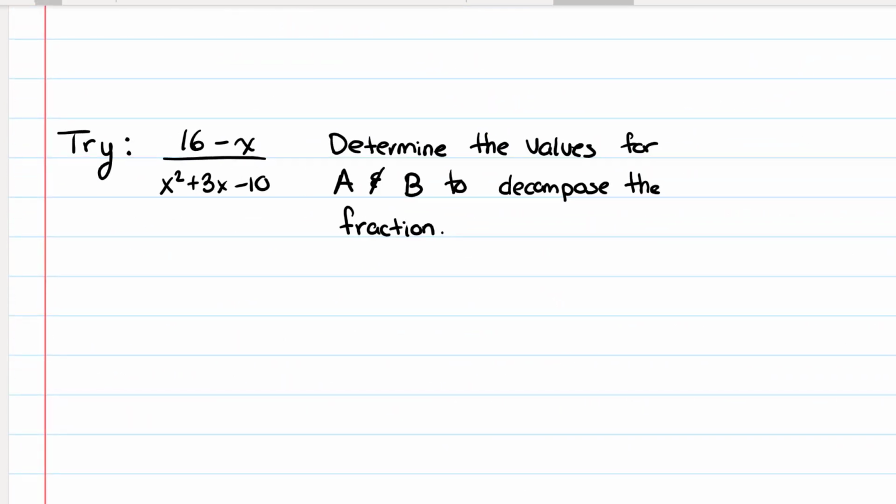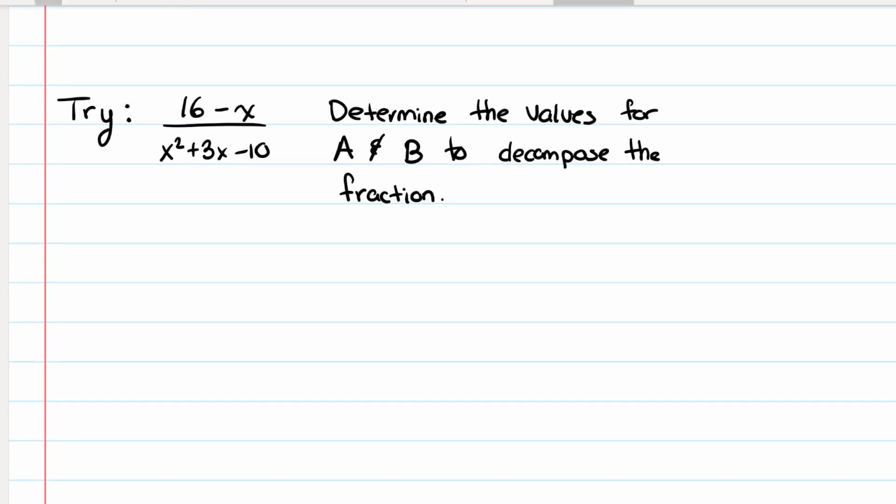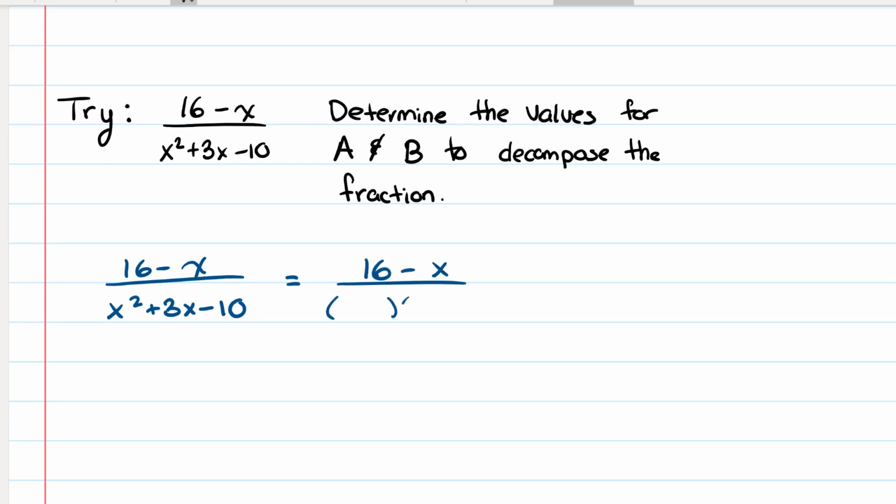Now on your own, I want you to try to do this fractional decomposition by yourself. So try to create the same thing that we did. I'll go ahead and get you started just so I can help you out. So I have 16 minus x over x squared plus 3x minus 10. The first thing you want to do is factor the denominator. So I'm going to get x and 5 and 2. And the 5 needs to be a plus and that needs to be a minus.